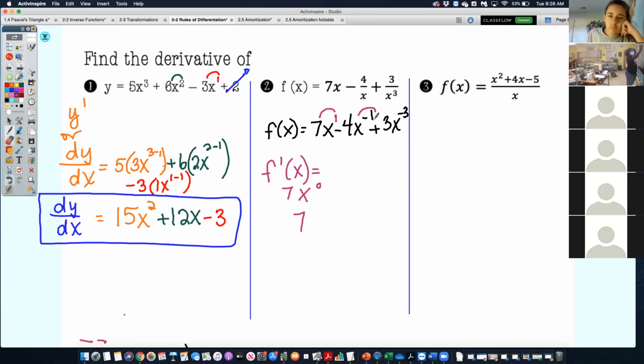Here, I have -1. I multiply that by -4. What does that give me? It gives me a positive 4. Then I need to subtract 1 from my exponent. What does that give me? -2. Can I have negative exponents?